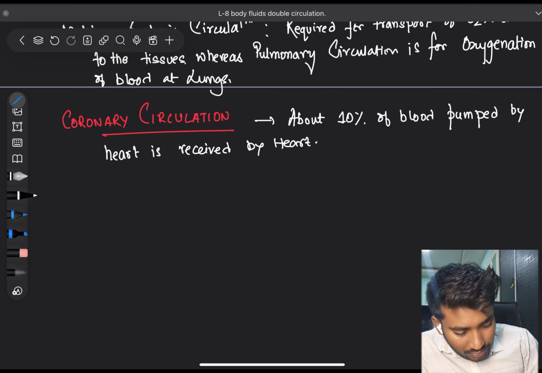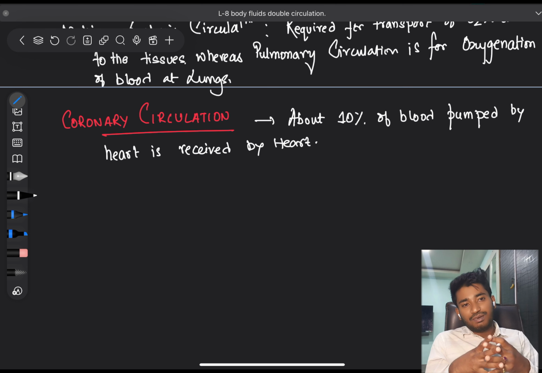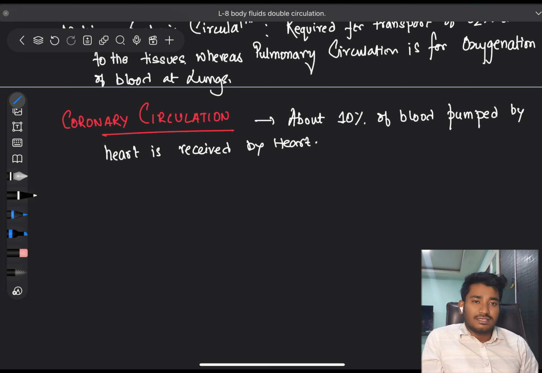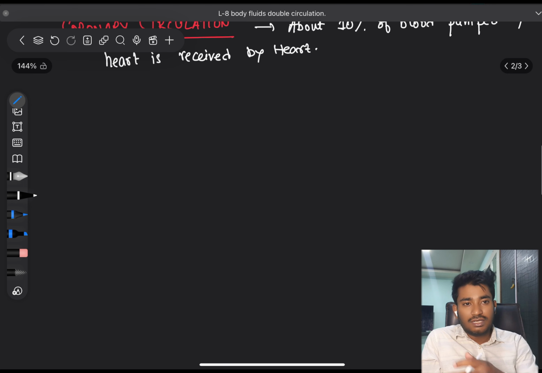The heart is the main pump of our body. So don't you think that the heart also requires some blood for its tissues? Yes, the heart also requires oxygenated blood for its tissues. These tissues and the fine venules are also called vasa vasorum. Vasa vasorum are the capillaries responsible for giving oxygenated blood to the cardiac tissues and the myocardium.